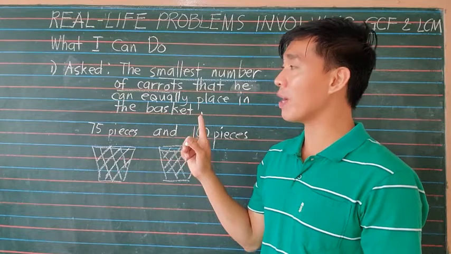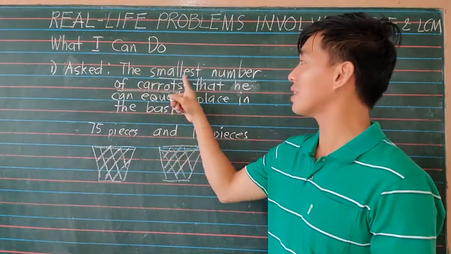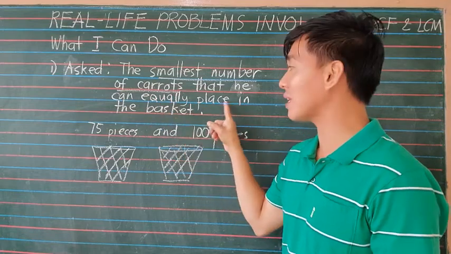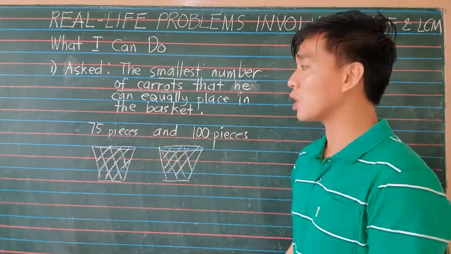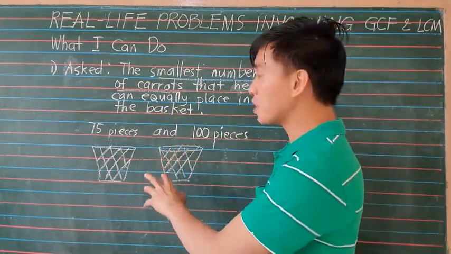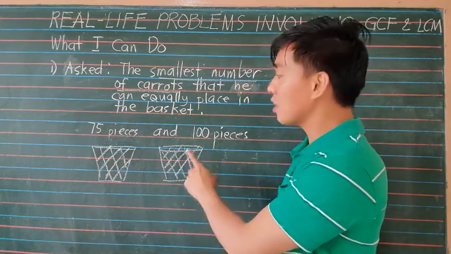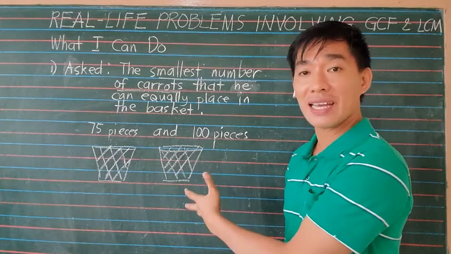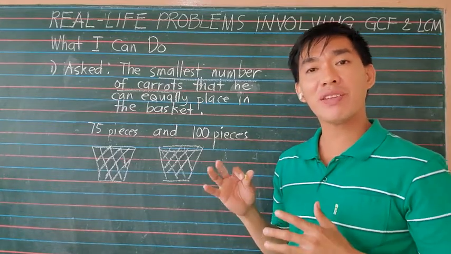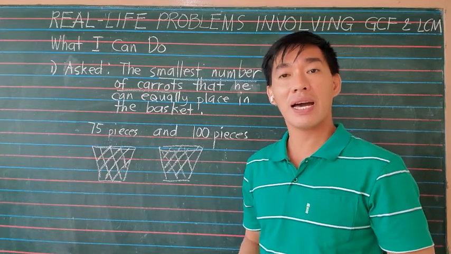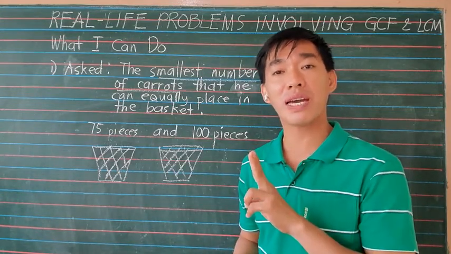For item number 1 here, you are asked for the smallest number of carrots that he can equally place in the baskets. Remember that we have 2 baskets. But the first basket, yung mailalagay lang po natin is 75 pieces. Yung second basket po, yung mailalagay natin is 100 pieces. You might be wondering, sir, bakit sa kabila 75, sa kabila 100? Maybe because we do have 2 kinds of carrots.